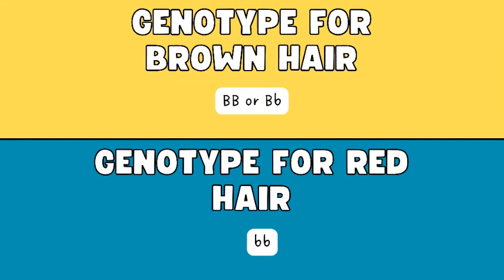And so the genotype for brown hair, since brown hair is, in this case, dominant, would be either two capital B's showing completely dominant homozygous, or a capital B and a lowercase b, which is heterozygous but is still presenting brown. And then for red hair, since it's recessive, it would be two lowercase b's.